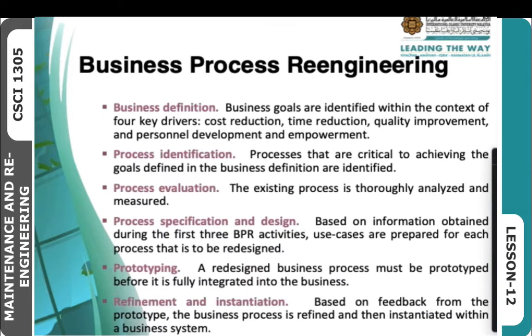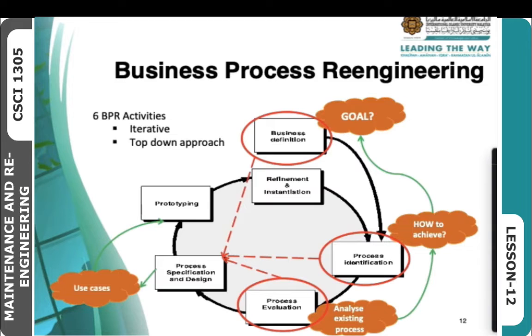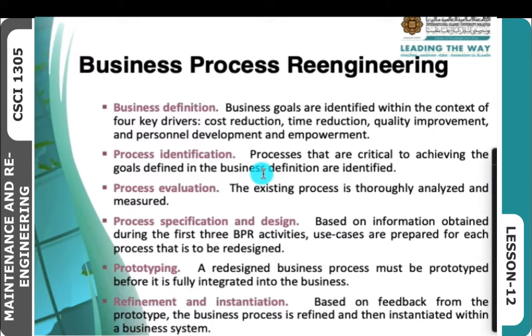All right, this is the definition for each of the business process re-engineering activities you saw just now. Business definition: what are the goals? Identify them within the context of the key drivers, which are cost reduction, time reduction, quality improvement, personal development, and empowerment. This is what we talk about as the goal. Then process identification: the processes that are critical to achieving the goal defined. Then process evaluation: you study the existing process thoroughly, analyze and measure it.